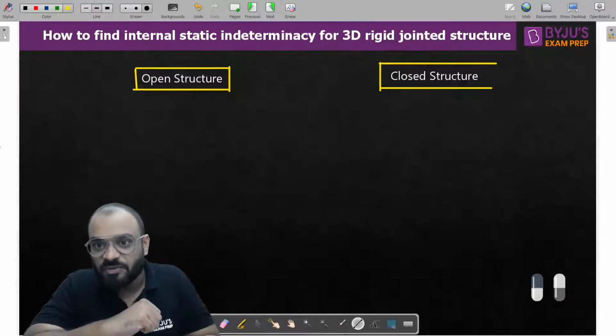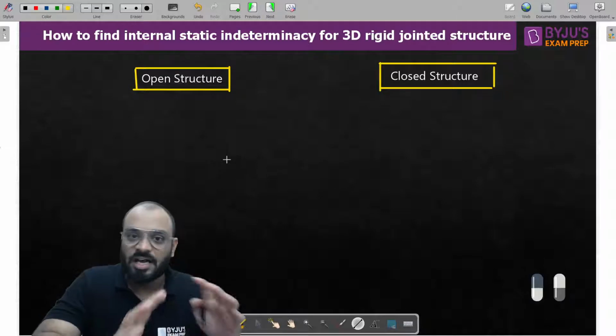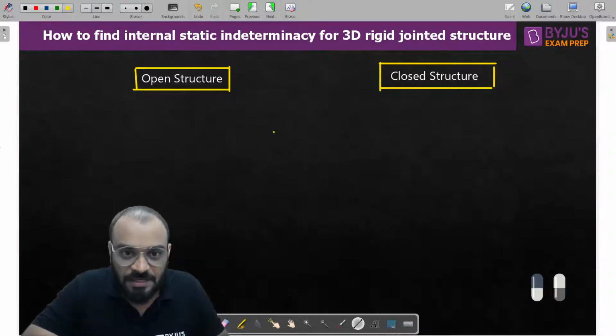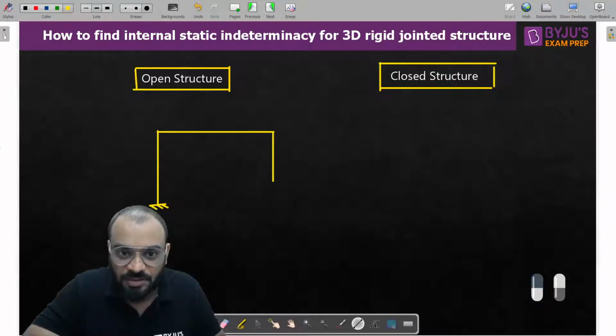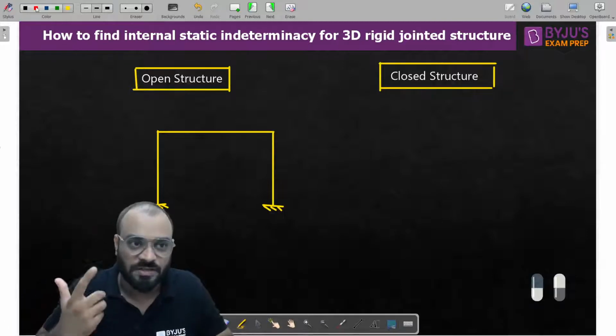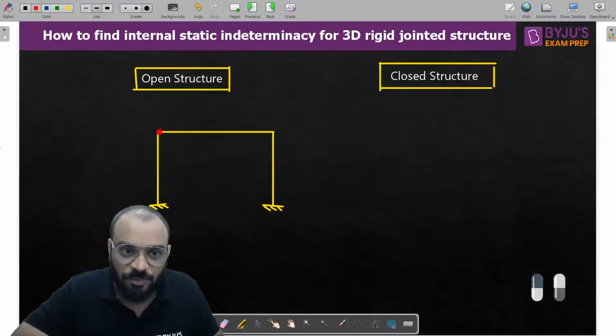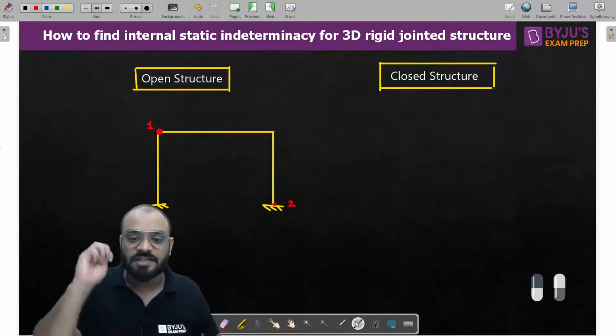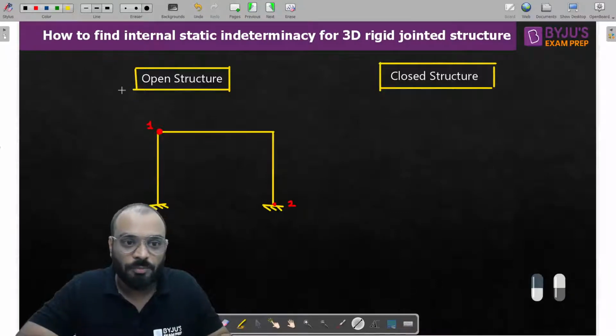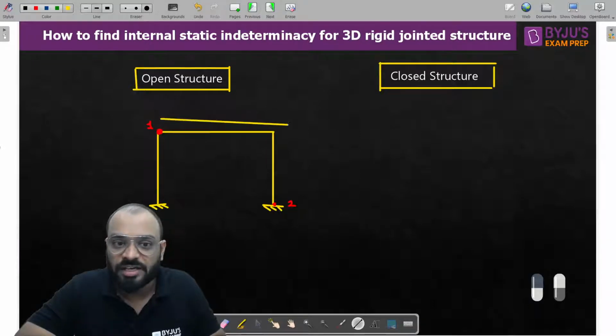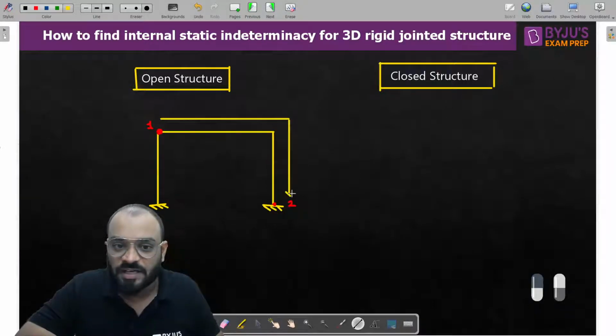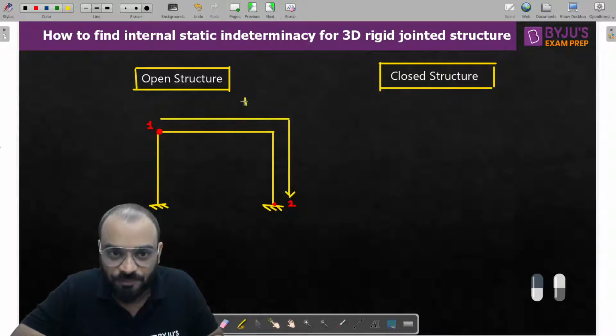So listen guys, first we will discuss what is an open structure and what is a closed structure in general. Let us suppose this is a single bay portal frame which I have, and let us consider you mark any 2 points on the structure. Let us suppose this is point 1, and this is another point 2. If I want to move from point number 1 to point number 2, I need to follow this particular path. So can I say guys, this is path 1.